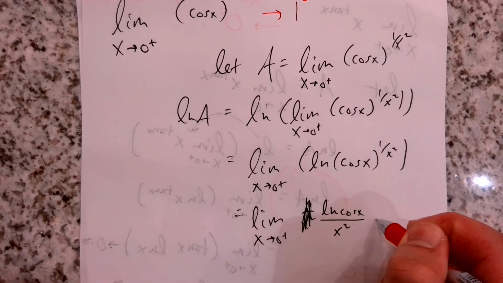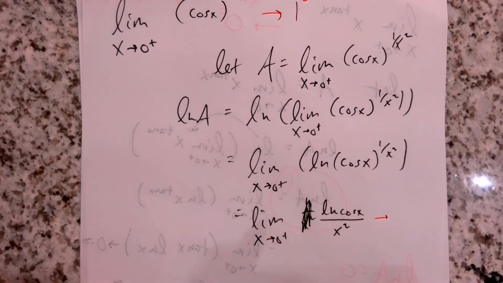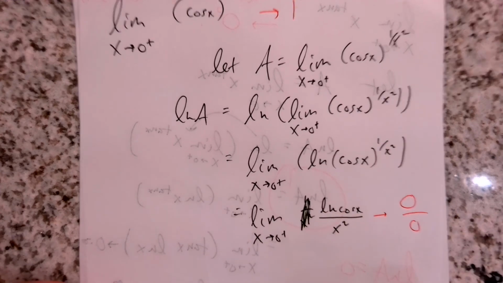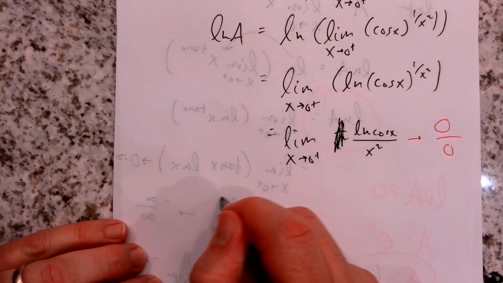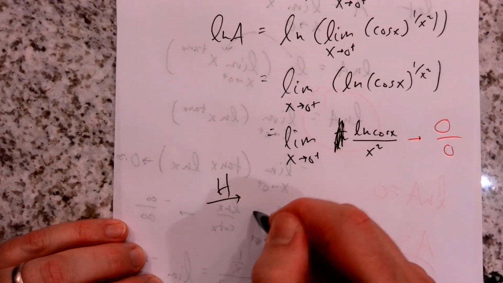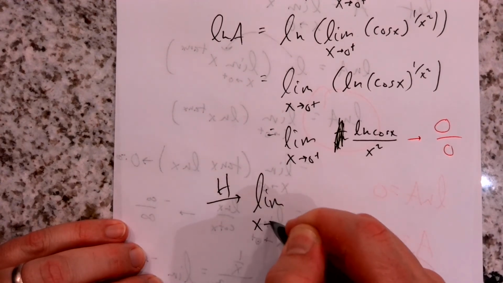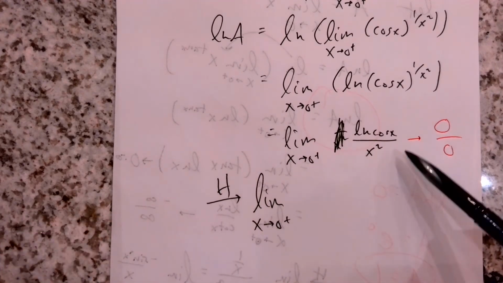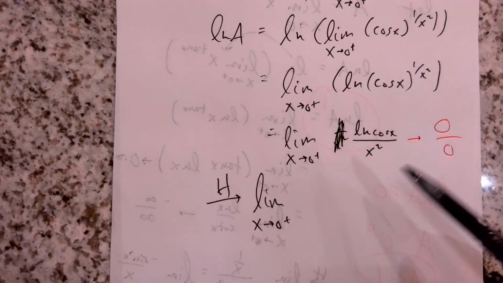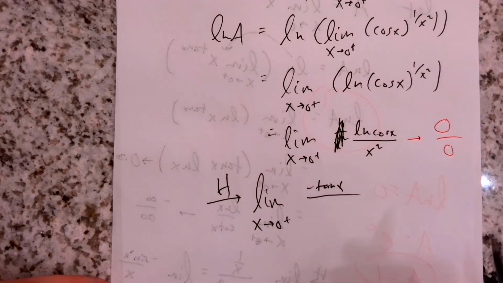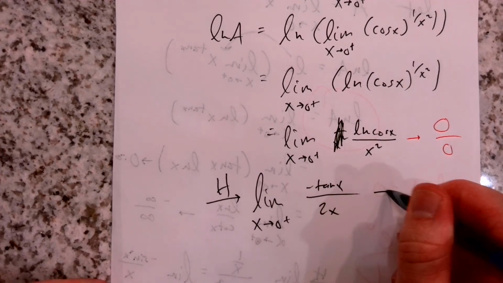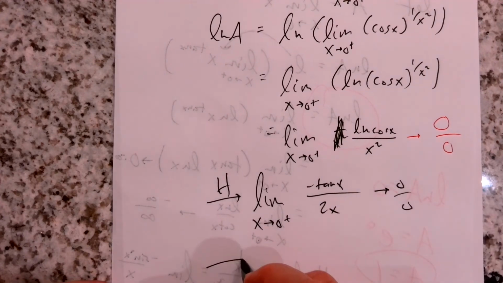You plug 0 into that. Log of cosine 0 is log of 1, 0 over 0. And we can use L'Hopital's rule. The derivative of the numerator is negative sine over cosine, which is negative tangent. X squared goes to 2x. This still gives us 0 over 0. No big deal. We do it again.